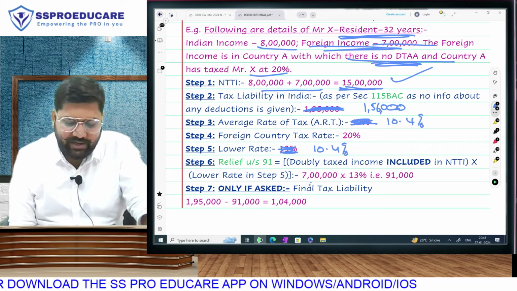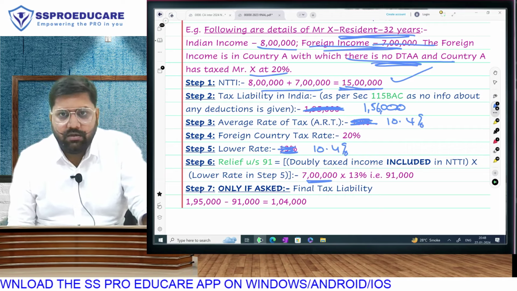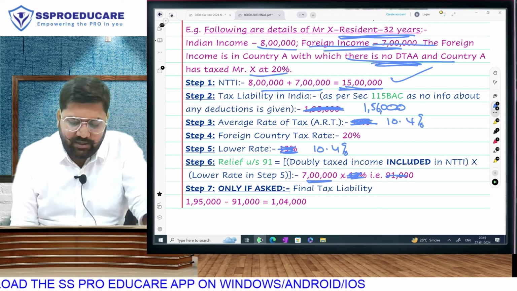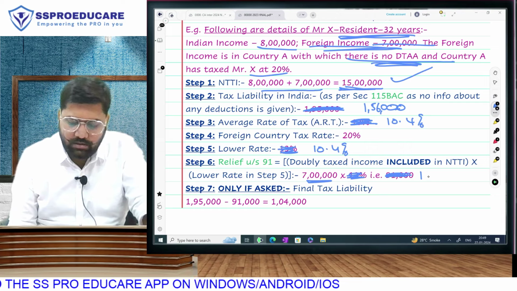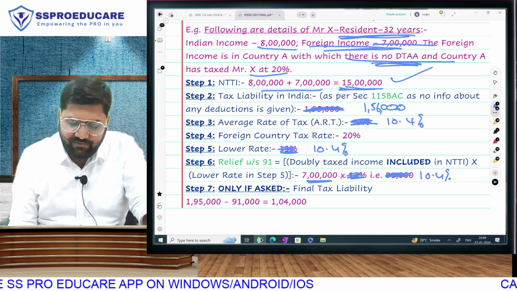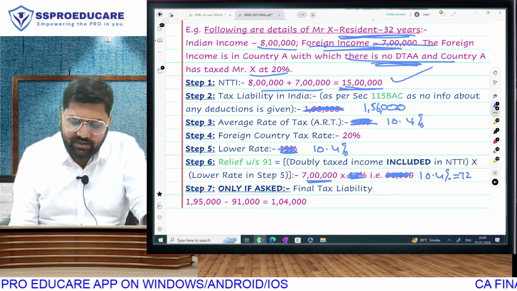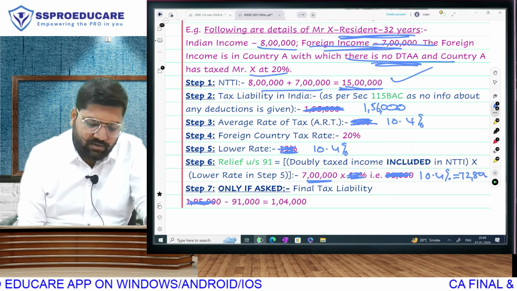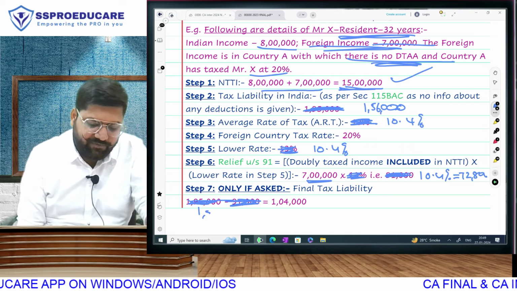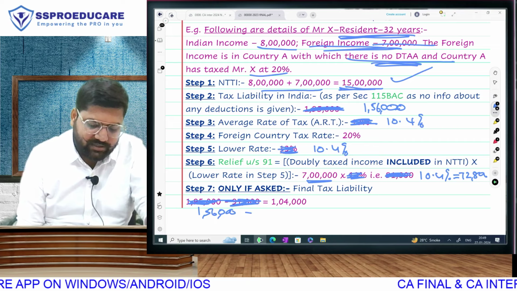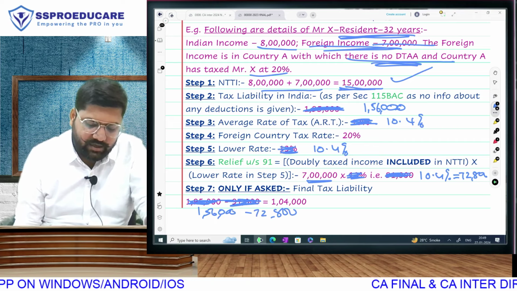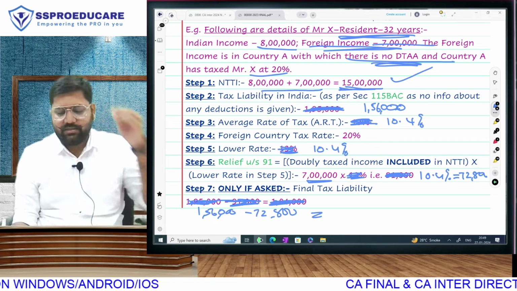Doubly taxed income on which you will get relief is 7 lakh, but not at 13%, but at 10.4%, which will make it a relief of 72,800. From 1,56,000 tax, you will subtract 72,800, so you will get your final tax liability.